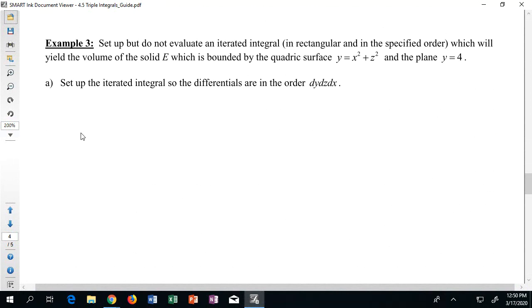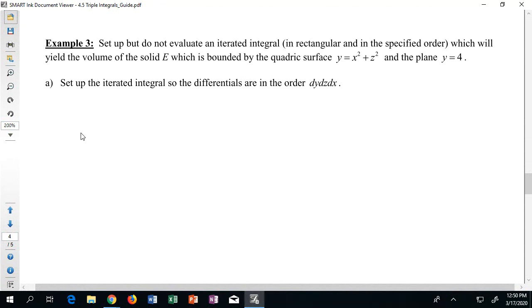I want to set up but not evaluate an iterated integral in rectangular coordinates and in the specified order that's given, which will yield the volume of the solid, which is bounded by this quadric surface and the plane y equals 4.